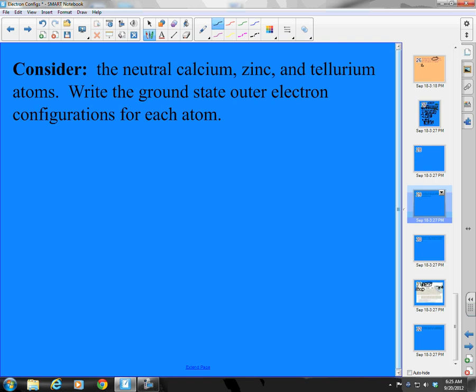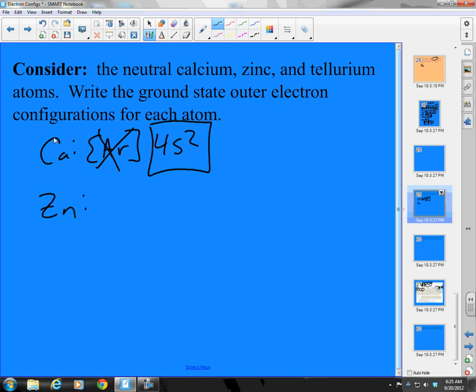Okay, here we go with calcium. If I look at my periodic table, right before calcium I see argon. Argon 4s2. I get rid of my argon, so my outer electron configuration for calcium is 4s2. Zinc is in my fourth period, which means I start with argon and go 4s2, 3d10. I get rid of my argon, and so 4s2, 3d10 are my outer electrons.